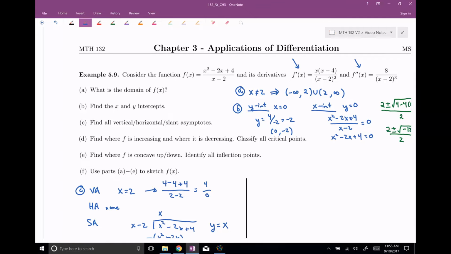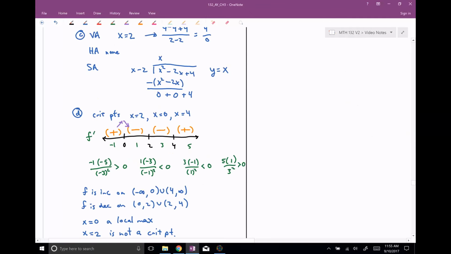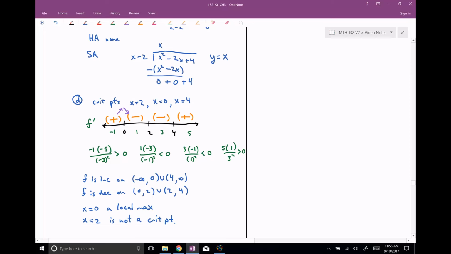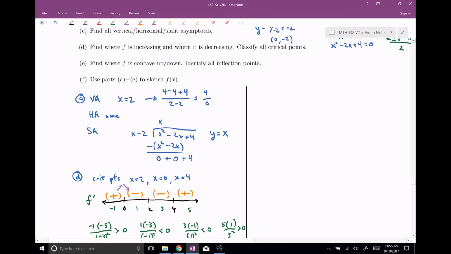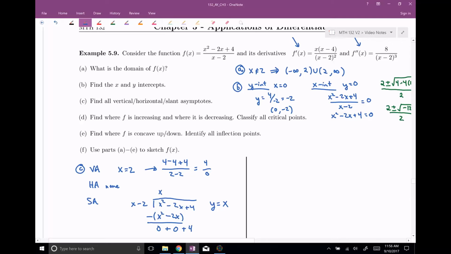If it was a critical point, it'd be neither, right? Because it goes from decreasing to decreasing. But actually at x equals 2, this is technically not a critical point, again, because it's not in the domain of the function. So you don't have to worry about that one. But you do have to worry about x equals 4, right? So x equals 2 is the only thing that was not in the domain. Everything else we have to worry about.